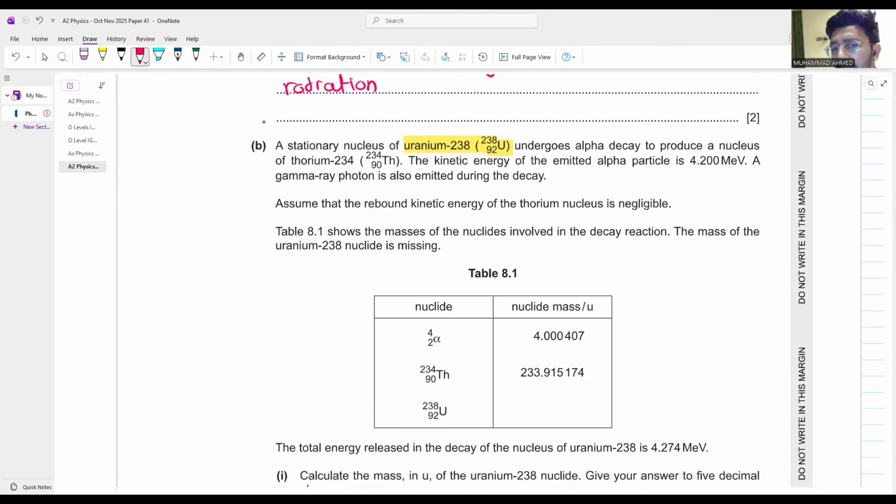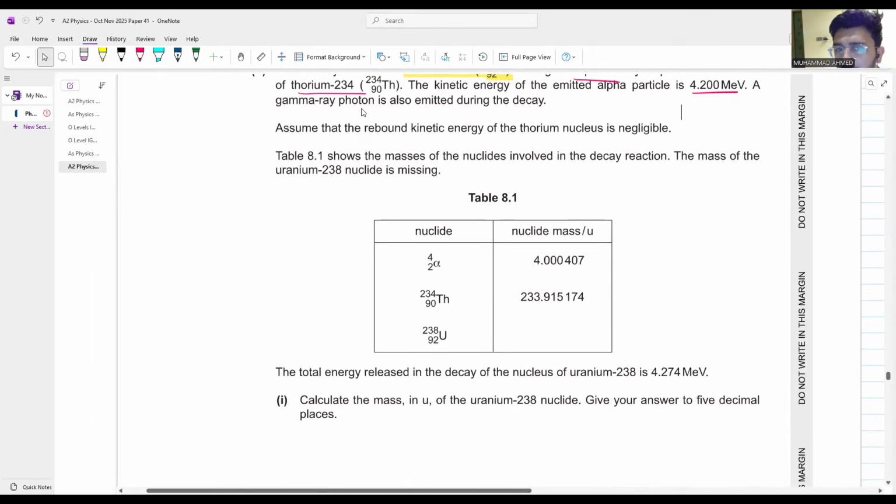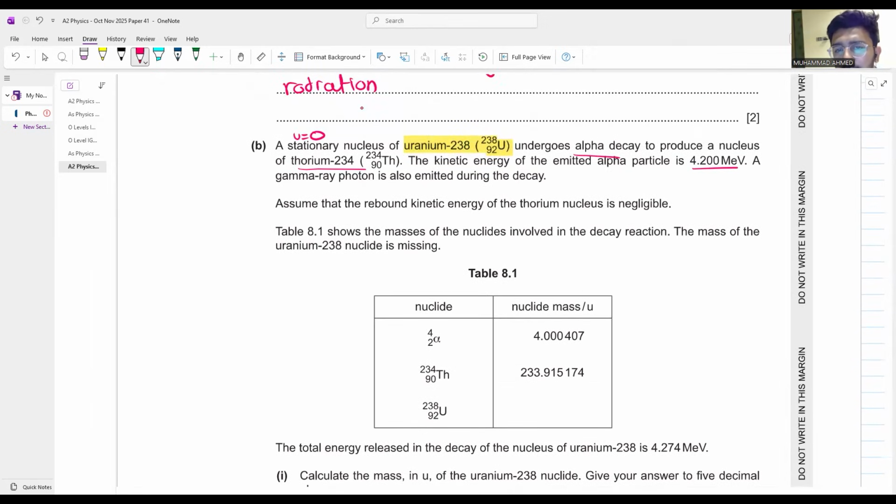A stationary nucleus of uranium. Stationary nucleus का मतलब क्या है? Initial speed is 0. Undergoes alpha decay to produce a nucleus of thorium. The kinetic energy of the emitted alpha particle is this. Okay. A gamma ray photon is also emitted during the decay. So just for my ease, this is no actual chemical equation. Just for my ease of doing this question, let's do one thing. Uranium 238, 92 is decaying to form thorium, alpha particle and a gamma ray photon. Perfect. This is just for my ease of doing things.